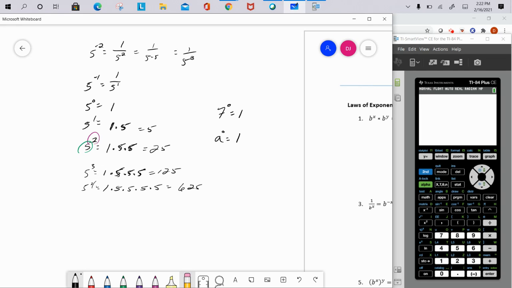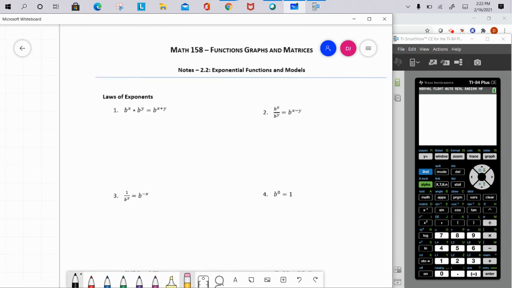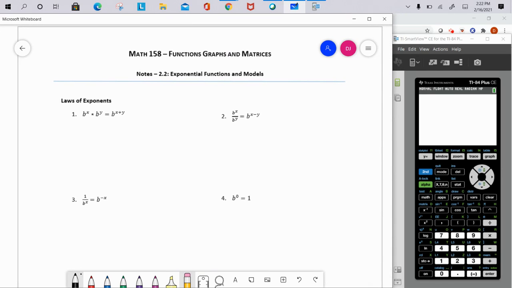So let's go back over and look at our rules, our laws of exponents. Law number 1, b to the x times b to the y equals b to the x plus y. Well, suppose that we have 3 squared times 3 to the 4th. And again, at this point, I'm not going to write the 1 times, okay? 3 squared means I'm going to multiply by 3 twice. 3 to the 4th means I'm going to multiply by 3 4 times. So I've multiplied by 3 a total of 6 times. And so that's 3 to the 6th.